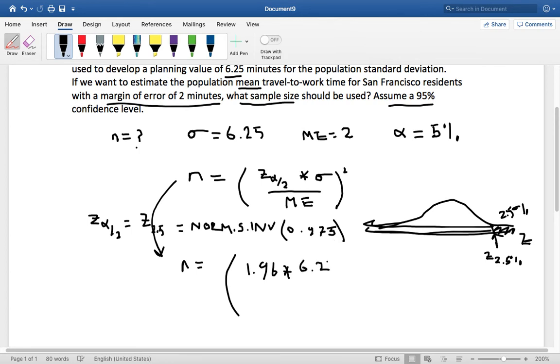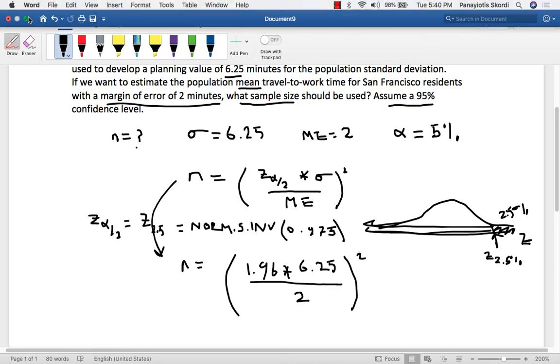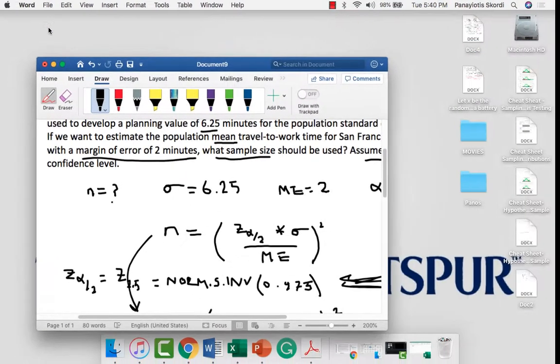Then I'm going to divide out by the margin of error. And we're told that the margin of error was in fact 2. And we wrote that all in here. And it's all squared. So I'm going to pop back over to Excel to do it and do it as accurately as possible.